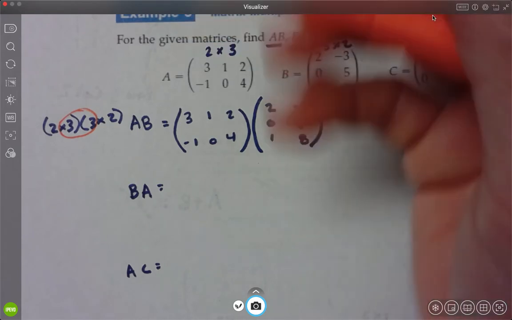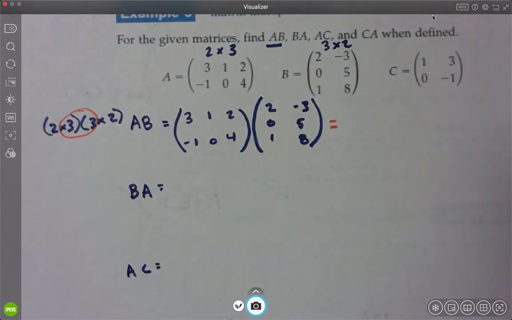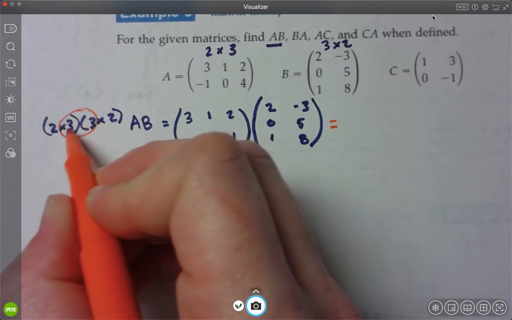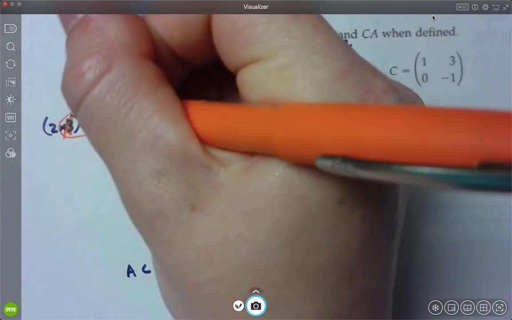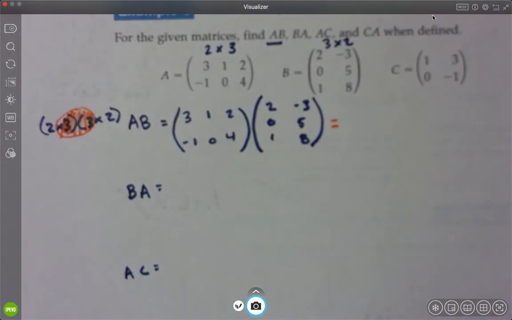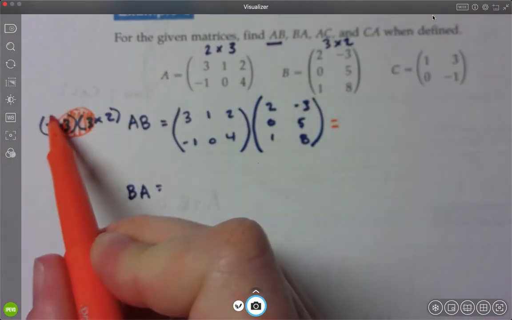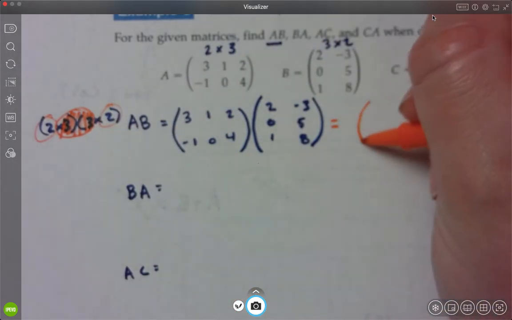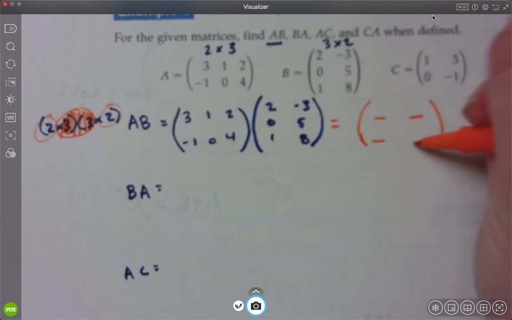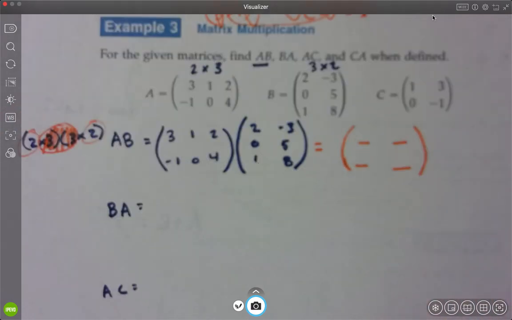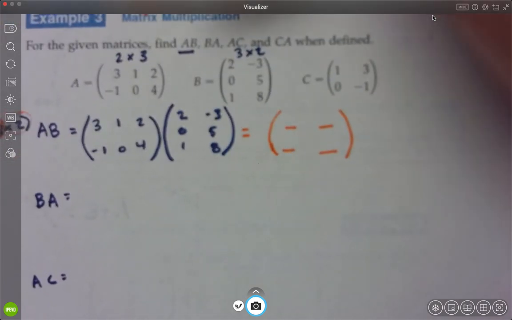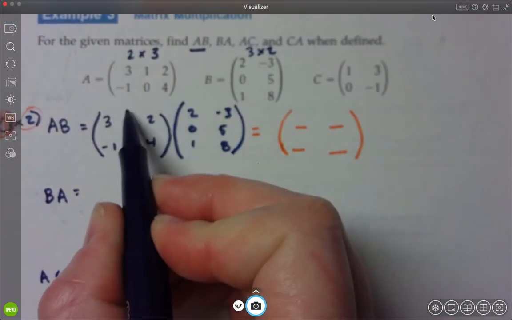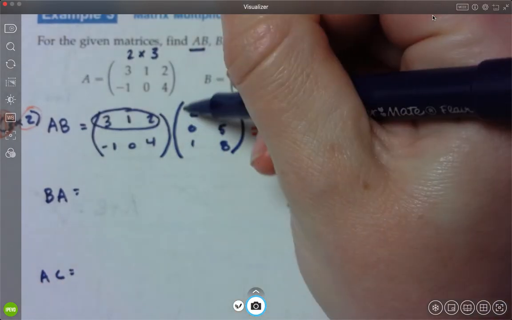Now, in my very final answer, if those two middle numbers are the same, imagine as though you would cross those out, and the dimensions of your new matrix would be 2 by 2. So this final answer is going to be a 2 by 2 matrix. All we have to do is figure out what those 4 numbers are for our 2 by 2 matrix, and then we are done multiplying. What we do here is take this row times this column.